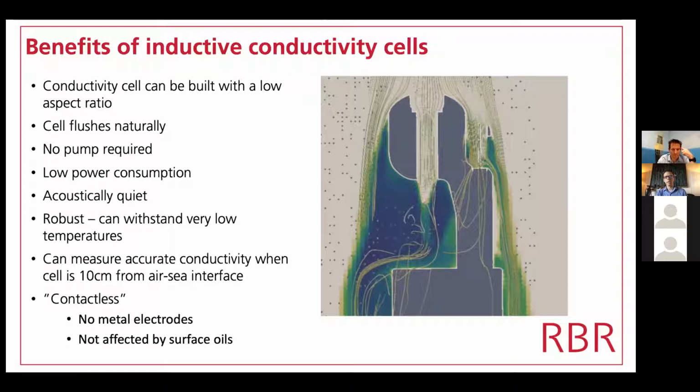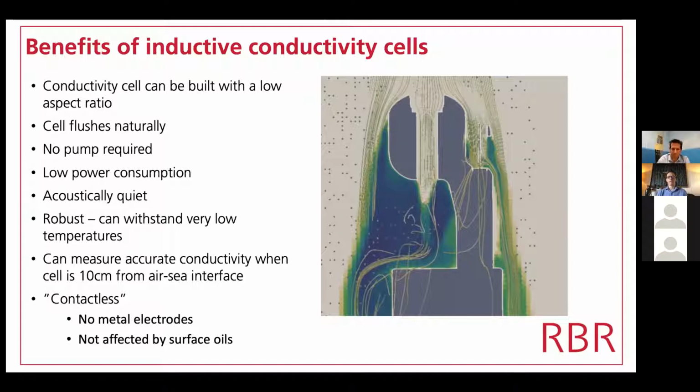It's very quiet. There's no real noise being generated by these cells, so it can be used quite well for passive acoustic measurements. It's very robust. It can withstand very low temperatures. It can be frozen and thawed without affecting the accuracy. There's no glass that could crack or anything like that. So it's really an outstanding type of sensor, and it can also measure accurately all the way up to about 10 centimeters from the surface of the water, and it can come out of the water.